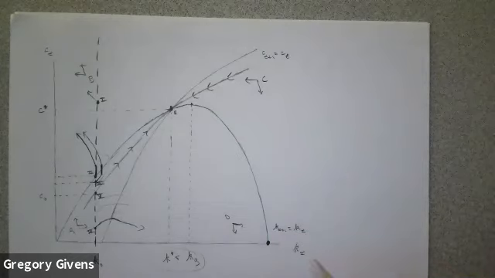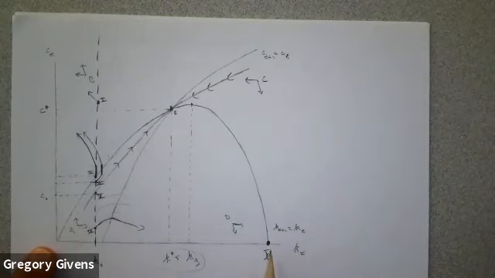This point, I'm going to call that K bar. It is the highest level of capital consistent with steady capital over time. Because it's what? It's the level of capital that is consistent with zero consumption in the long run. If you consume nothing forever, you can accumulate this much capital in the long run, but no more.